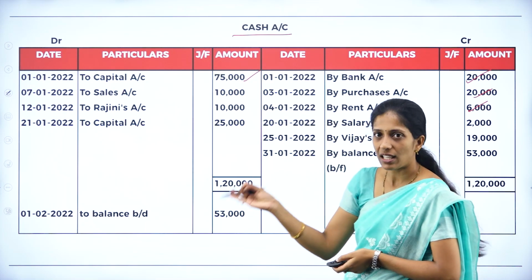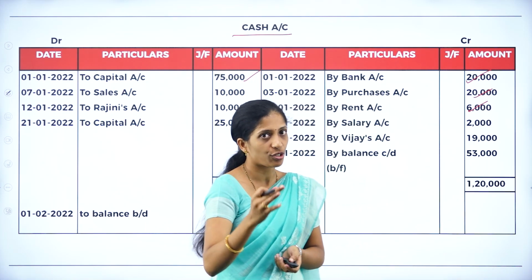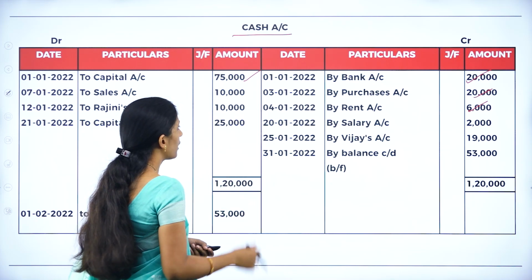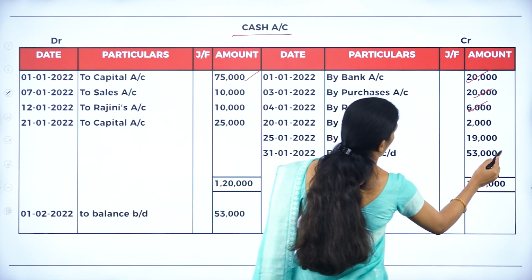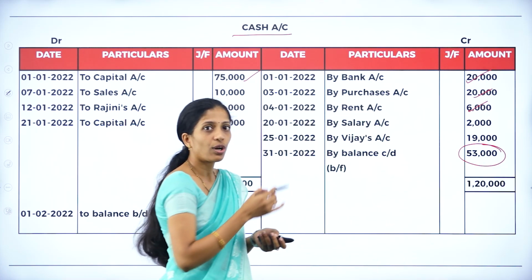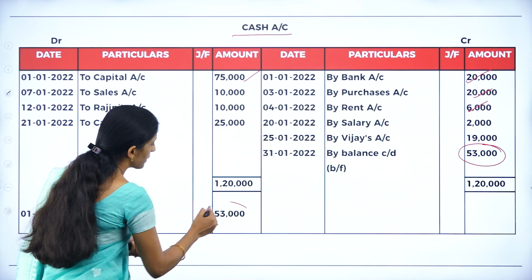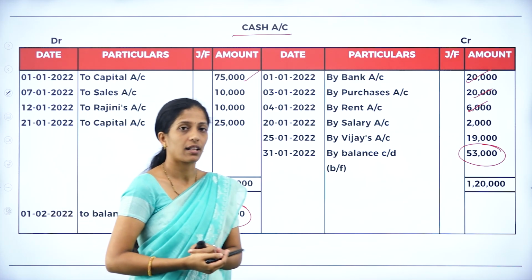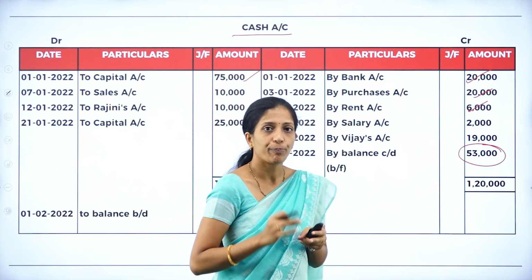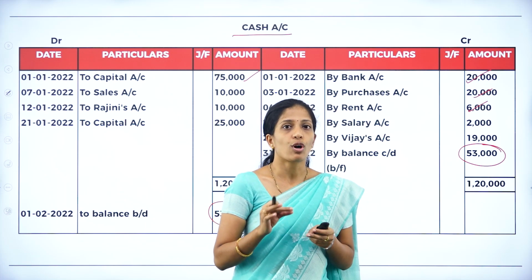Then you will balance both the sides. Balancing figure has to be carried down. So here your debit side is more than credit side. So you got a balancing figure of 53,000. So bring down that balance, that is to balance brought down at the beginning of next month. So this is how you are going to prepare your ledger account. So hope you are clear.